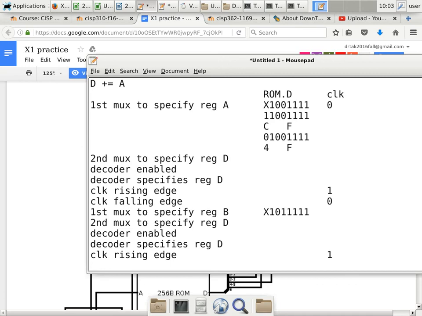So in the exam, I may ask you the same kind of question, but in a reverse way. I give you the actual ROM location and ask you, what does it do? What would happen to the registers? And the computation can be not exactly the same thing, okay?